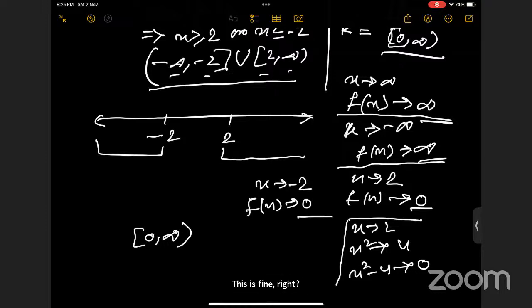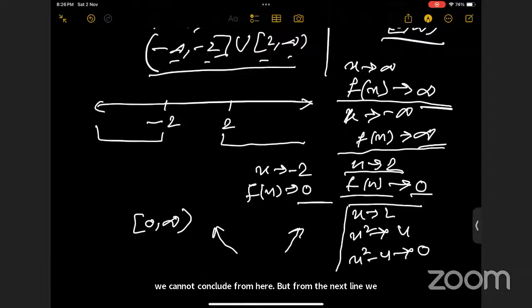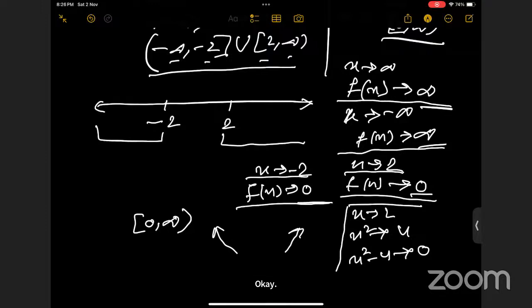Okay. That means the end behavior will be something like that. Both will be in the positive direction, right? So clearly there is nothing negative we can conclude from here. But from the next line we can conclude that when x is tending to 2, f of x is tending to 0, right? Similarly, when x is tending to minus 2, again f of x is tending to 0, right? So these two conclusions are okay, right?